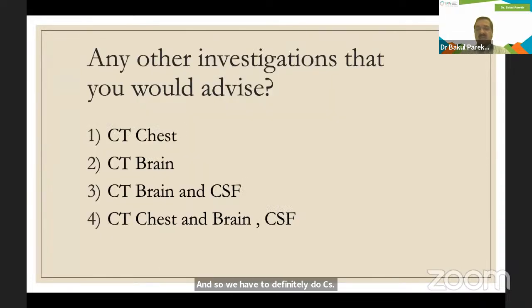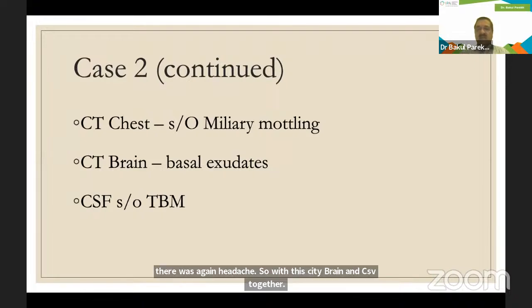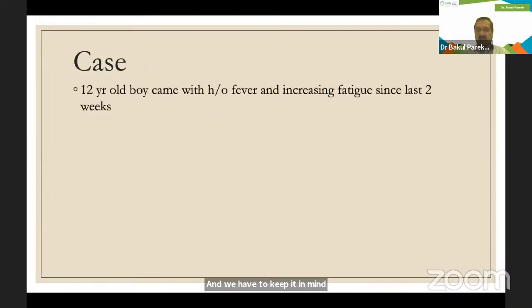So we did CT chest, brain, and CSF all together. CT again confirmed miliary mottling, brain showed basal exudate, and CSF confirmed tuberculosis. So a case of tuberculosis can mimic many things, and we have to keep it in mind always when there is a prolonged fever. A 12-year-old boy came with history of fever and increasing fatigue since last 2 weeks.